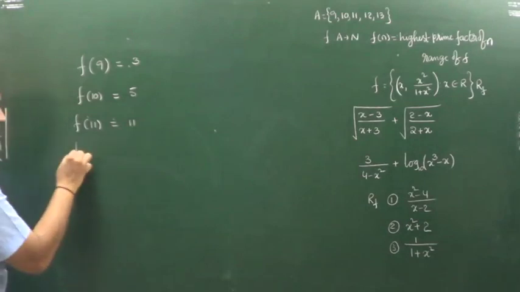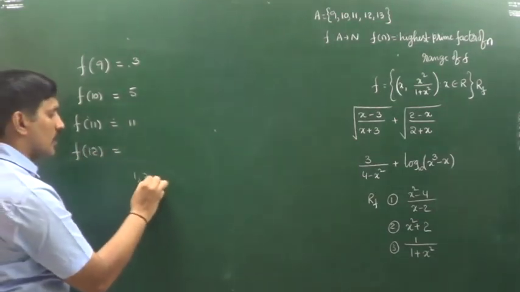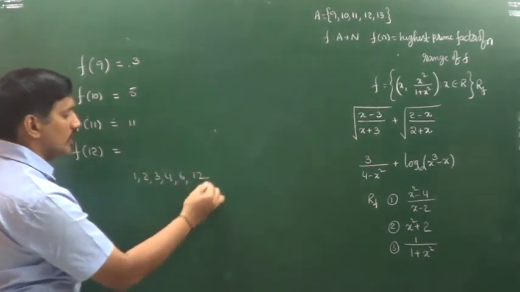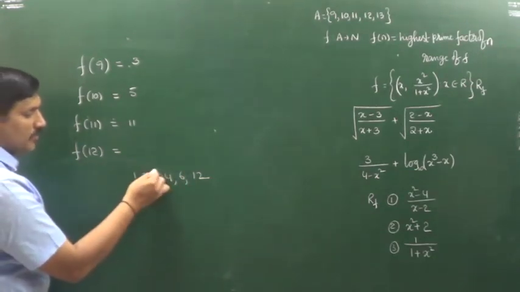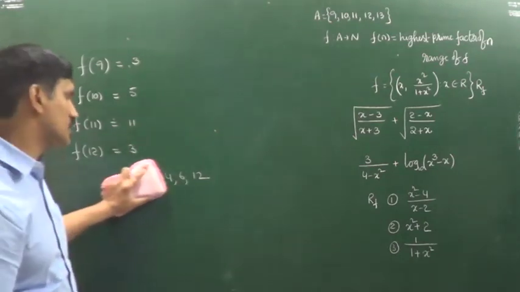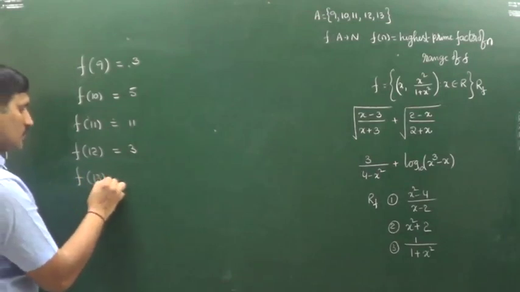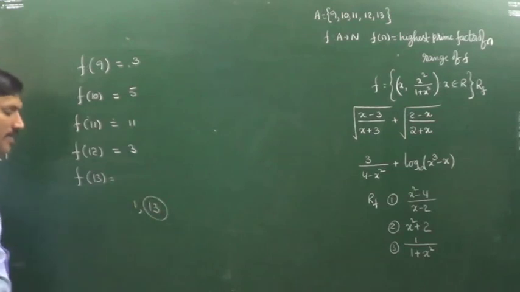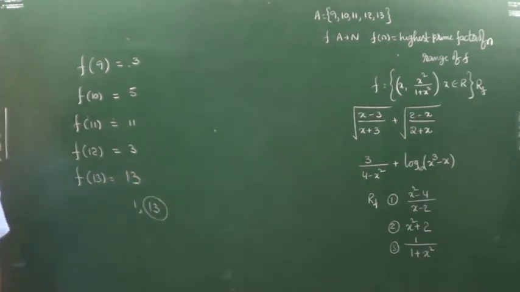Next one is f of 12. Tell me what are the factors of 12? 12 factors are 1, 2, 3, 4, 6, 12. What is the highest prime factor of 12? The highest prime factor of 12 is 3. Next is f of 13. What are the factors of 13? 1 and 13. 13 is a prime number, so the highest prime factor of 13 is 13 itself.